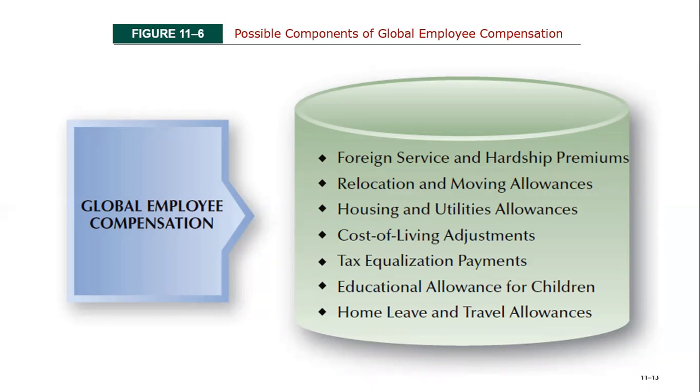So possible components are the very first thing, the foreign service and hardship premium. If this employee is actually redesignated in terms of destination, I have been working in Karachi, Pakistan, but now you want me to move to Thailand or Dubai or Singapore or Malaysia. So certainly I will be having certain problems. I will have to deal with the various hardship. I have to think about the cultural shocks. So obviously the company is going to compensate me in terms of hardship premiums and foreign services.